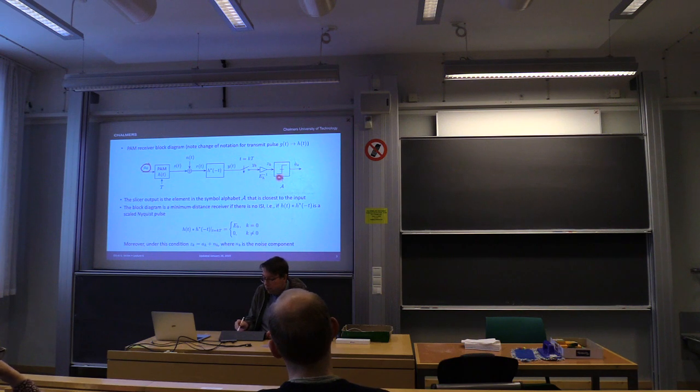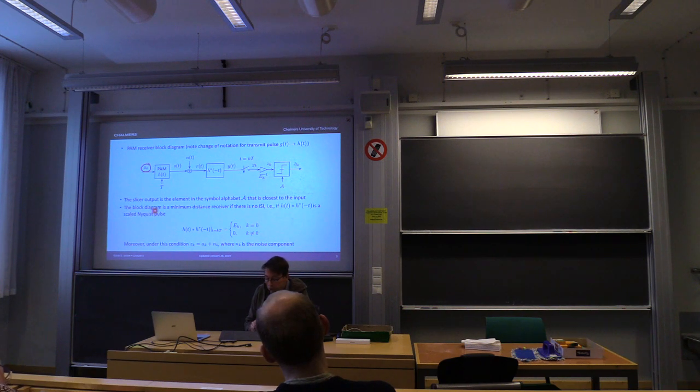Okay, so this thing is called the slicer. And the output of the slicer is the amplitude in curly A that is closest to the input. So we take the input and we look in curly A, what is the amplitude in curly A which is closest to z_k, and that is the output.